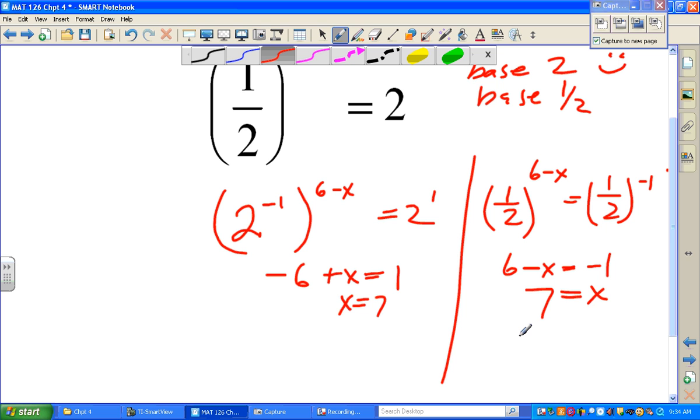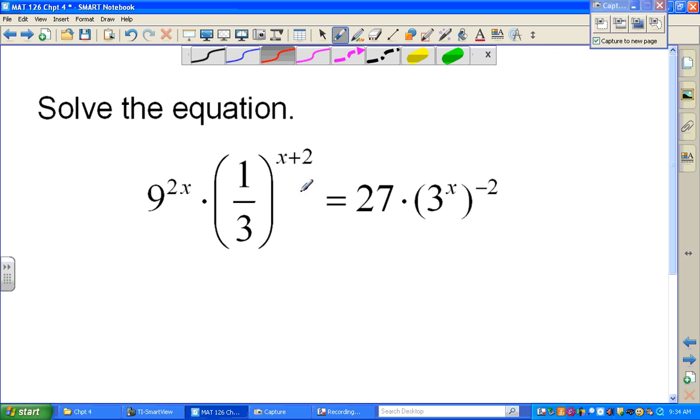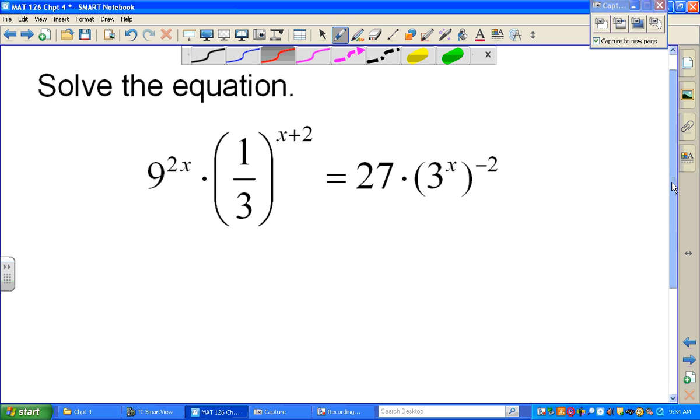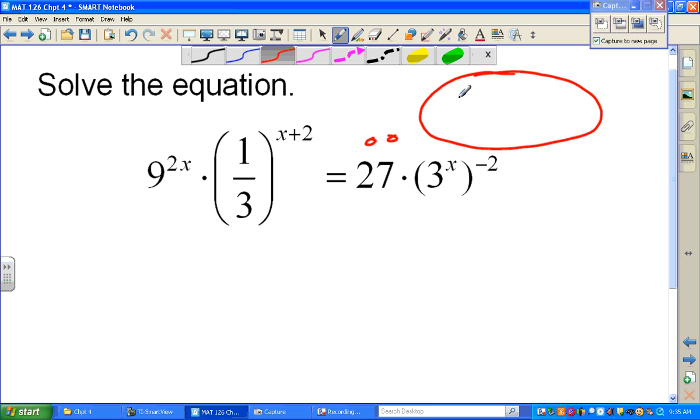Yeah. Moving on. I think it was a great step to start on Monday. Start you fronting. What base are we going to run to on this one? 27s, 9s, 3rds, 3s, what? 3. 3. So I'm thinking to myself, self, I'm going to rewrite everything with base 3.